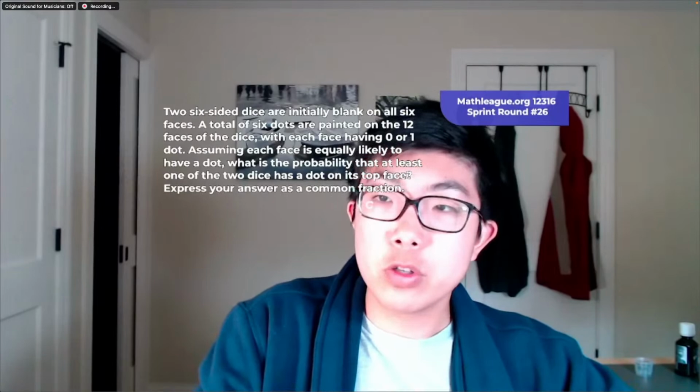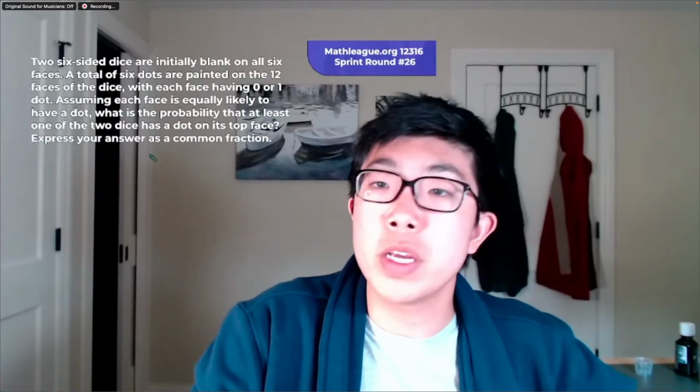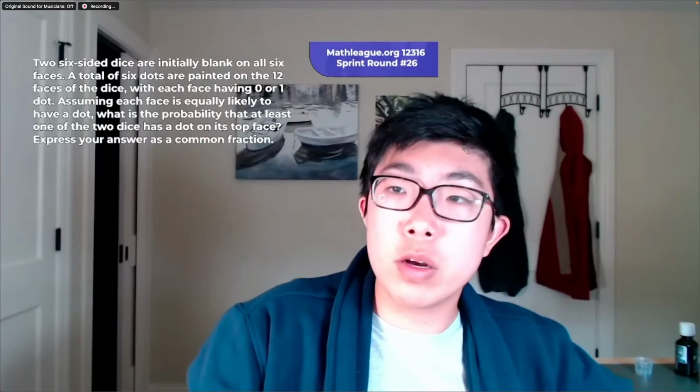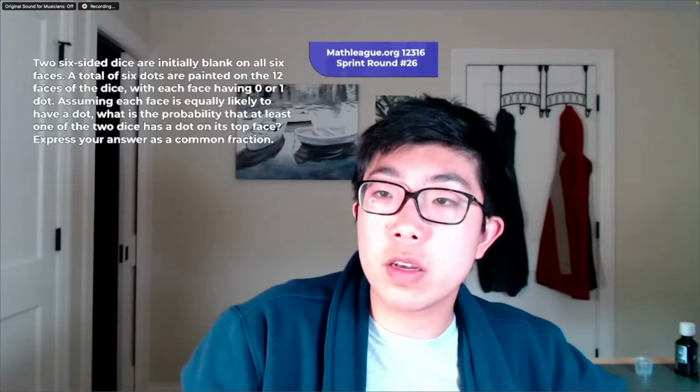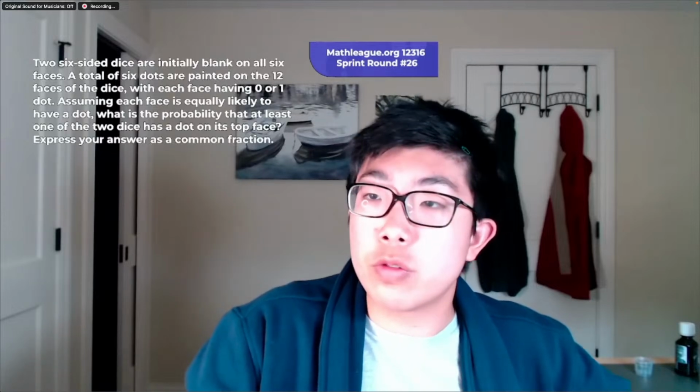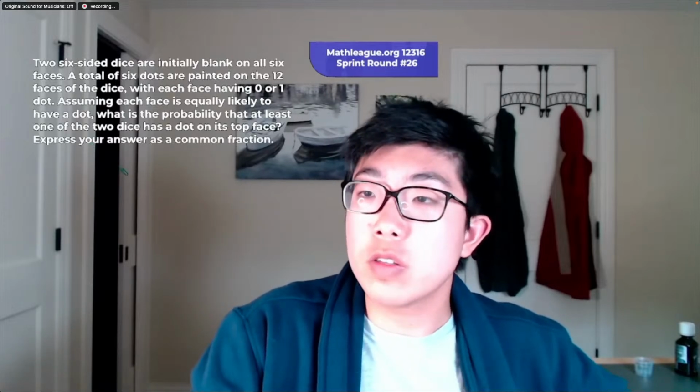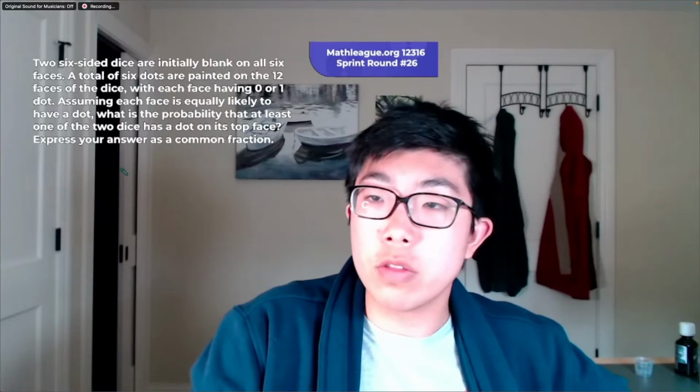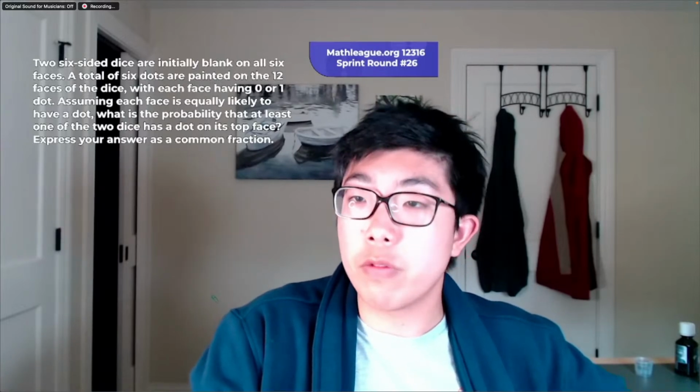All right, great. This means we can move on to the next problem, which is about two six-sided dice. These two six-sided dice are initially blank on all 6 faces. A total of 6 dots are painted on the 12 faces of the dice, with each face having 0 or 1 dot. Assuming each face is equally likely to have a dot, what is the probability that at least one of the 2 dice has a dot on its top face?